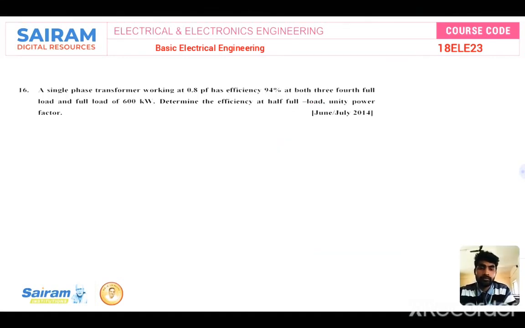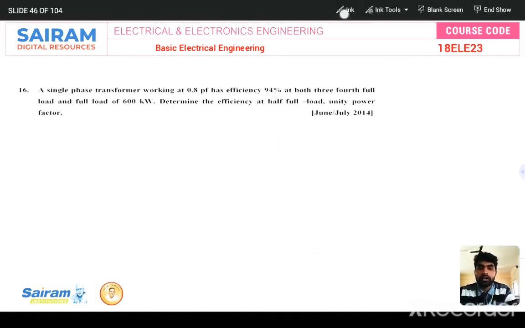Okay, so next problem. A single phase transformer working at a 0.8 power factor. So power factor is given 0.8 and efficiency 94%, both at 3/4 of full load and full load, 600 kilowatts. That is 600 kilowatts power they have given. That should be, I think, kVA, not kilowatts, right? Because transformer ratings are always given in terms of kVA, not kilowatts.